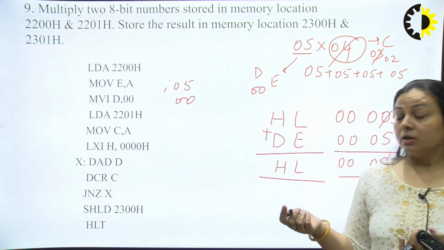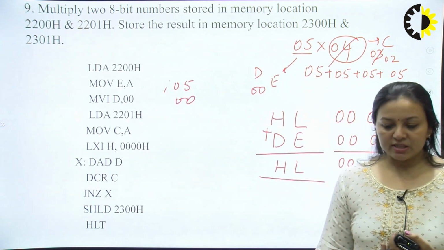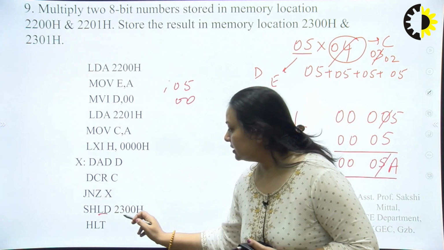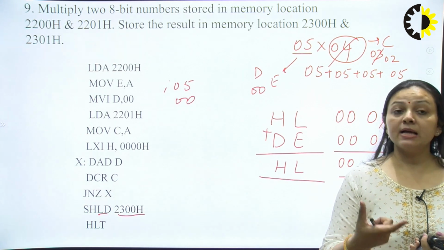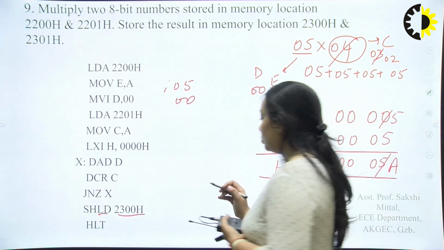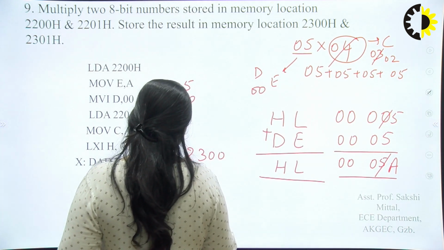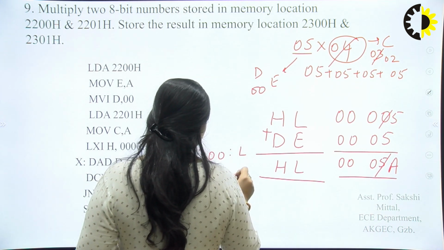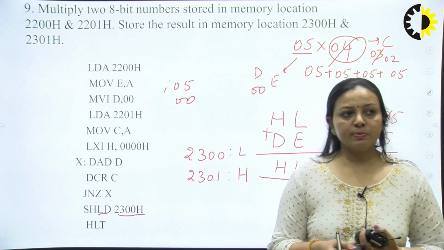Just display it. Now I have another new instruction, SHLD. It says store the contents of HL pair at this address. So the contents of register L will be transferred to this address 2300H, and the contents of register H, that is the upper 8 bits, will be transferred to the next address, that is 2301. So 2300 and 2301 will have my result. The contents of L register will be here and the contents of register H will be displayed at this particular location.